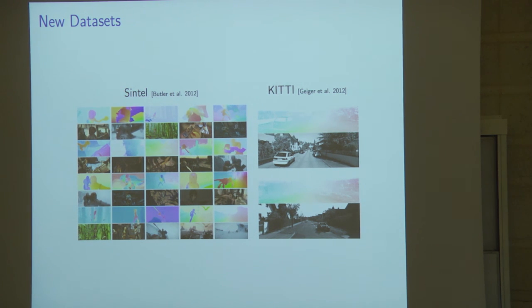The other example is Kitty, which is a joint effort between the Stockholm University and Toyota Institute of Technology, where they took a camera with an accurate GPS on a driving car, and they measured the distance to all sorts of objects. And since you know the ego motion for stationary objects, you can also figure out how they move.